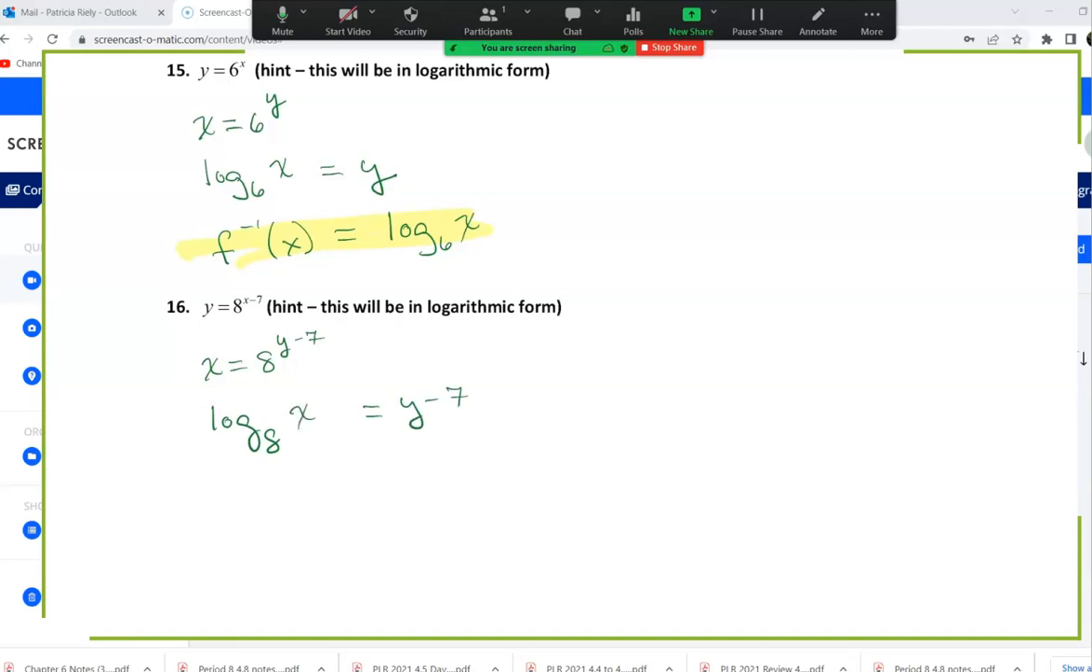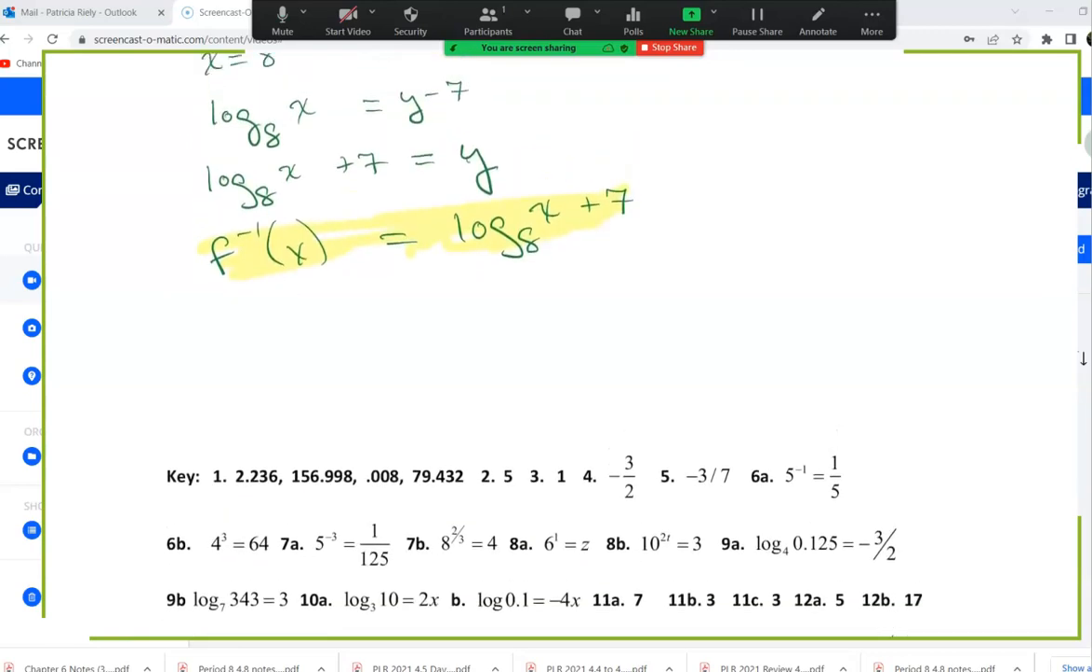So my goal is to get y by itself. So I'm going to say log base 8 of x plus 7 equals y. Change the notation to inverse notation. And you have log base 8 of x plus 7 is your inverse of y equals 8 to the x minus 7 power. Okay, so that's it.